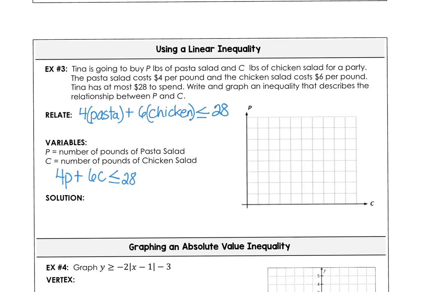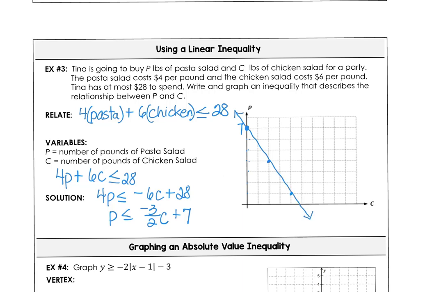In solving, we would have 6C is less than or equal to negative 4P plus 28, and dividing by 6, that's negative 2 thirds P once we reduce that fraction, and 28 divided by 6 is about 4.67. So let's go on our graph here. It's not numbered, and we can number that 1, 2, 3, 4, 5, 6, 7. Let's start here at 7, and we're going to go down 3 and right 2, down 3 and right 2, and we want a solid boundary line.